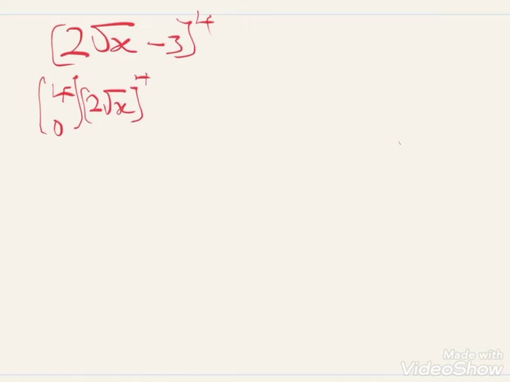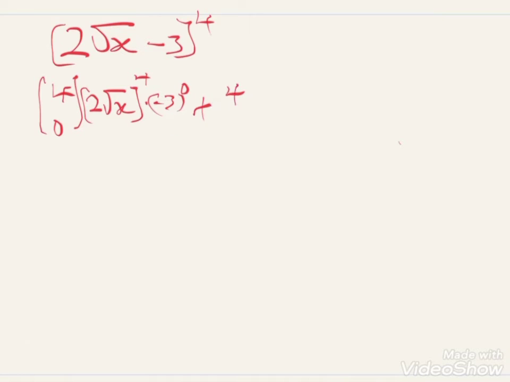The power of the original binomial, which is 4, multiplied by minus 3 raised to the power of what? The number r, which is 0. Then we are done with the first term.